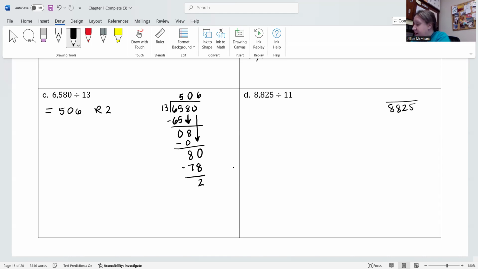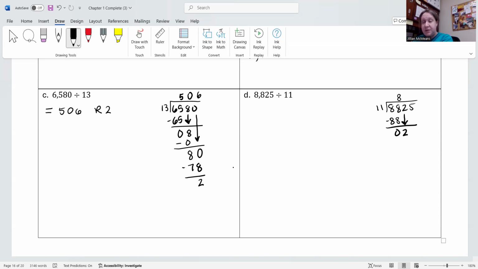Okay. One more. 8,825 divided by 11. Well, 11 won't go into 8, but it will go into 88. So 11 into 88 goes 8 times. 8 times 11 is 88. I subtract, I get 0. I drop something down, which is a 2.